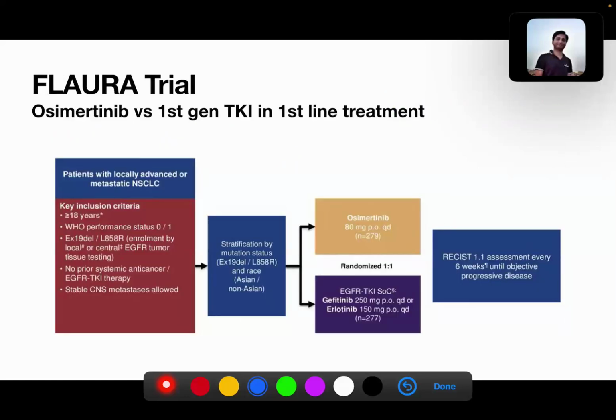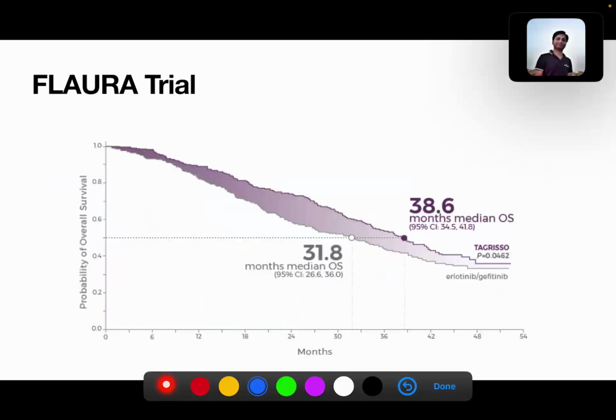Later on, it came to the first line setting in the FLAURA trial, where they compared osimertinib 80 mg versus first generation TKI, that is either gefitinib or erlotinib. So this was done in patients with the common EGFR mutation, that is exon 19 deletion and L858R. And what did they find? They found a PFS benefit and ultimately an OS benefit. So that's why osimertinib became the first line regimen of choice.